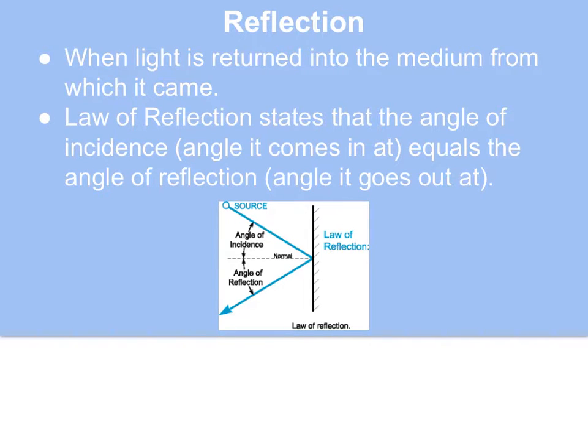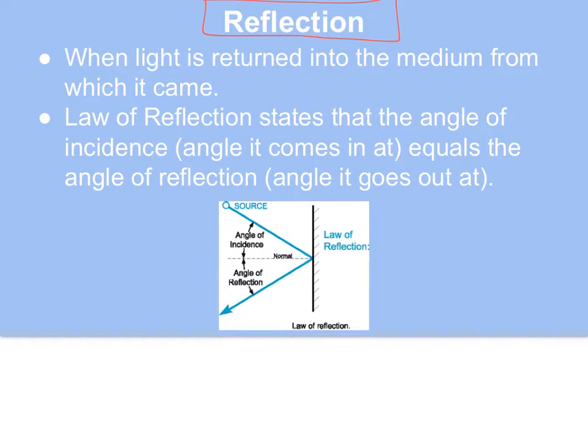Now, light or electromagnetic waves can do a couple things. They can bounce, they can be absorbed, or they can bend. First, let's talk about reflection. Reflection is basically where the light is going to bounce back into the medium it came from. So that means if it's in the air and it bounces on a mirror, it's going to reflect or go back into the air. So it was in the air, that was the medium. It bounces and goes back into the air, which is the same medium.